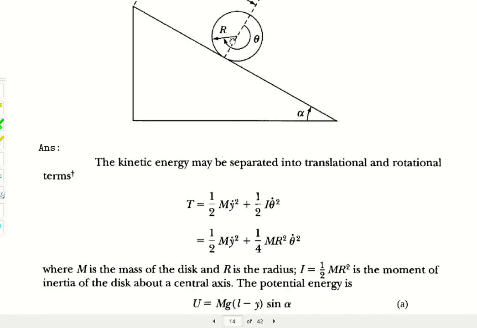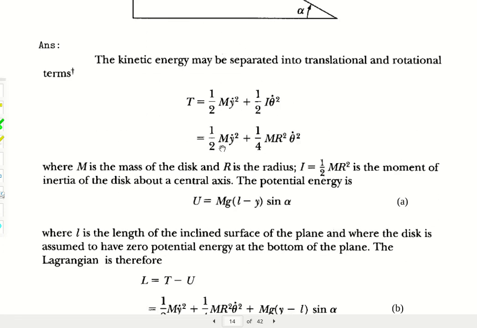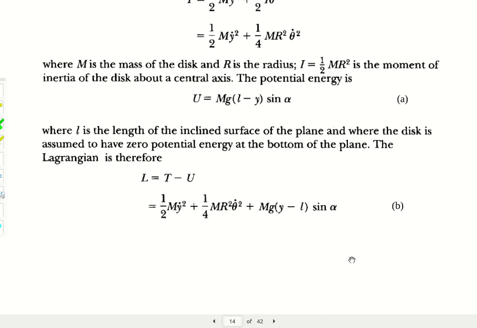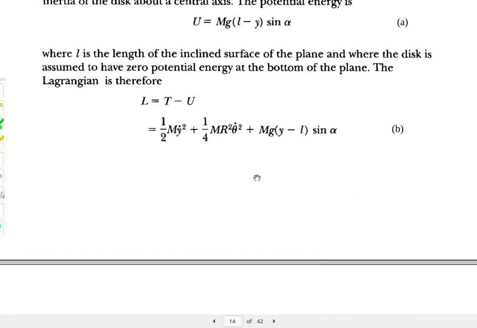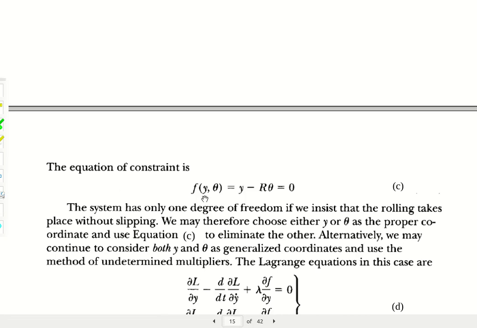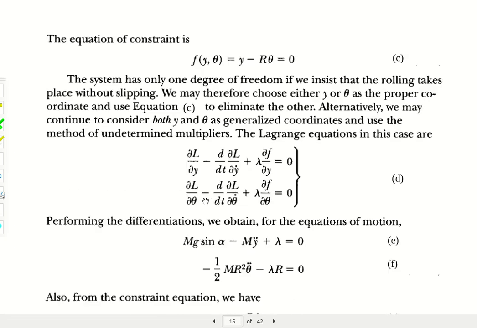L minus y sine alpha is the height of the center of mass of the body. So it is simple, and L is equal to T minus U, you will get this value. So y and theta are the two coordinates, and the equation of constraint is y equal to r theta, or dy is equal to r d theta.